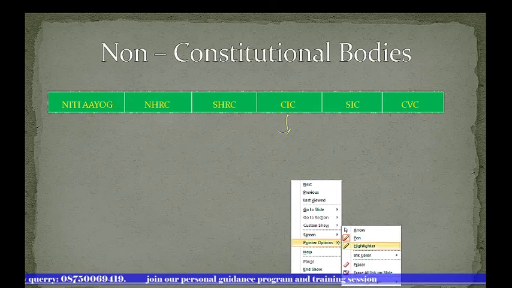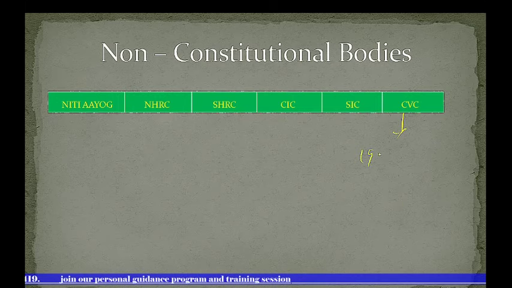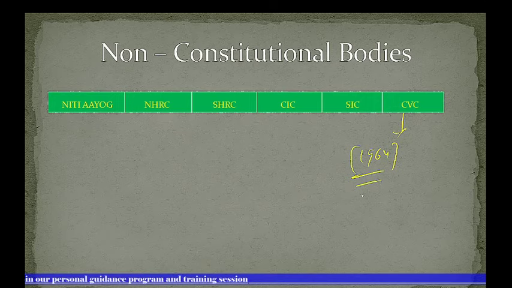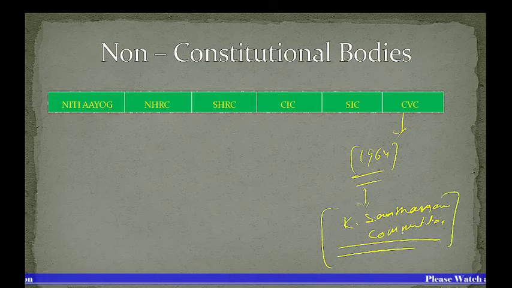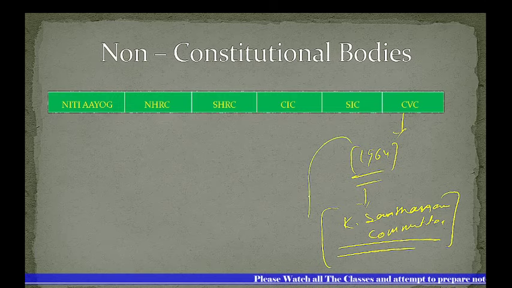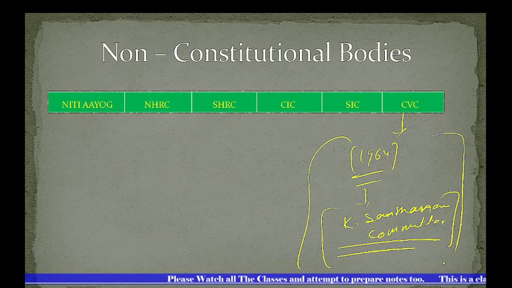So next topic is CVC, Chief Vigilance Commissioner. This post was established in 1964 on the recommendation of the K. Santhanam Committee. K. Santhanam Committee told that for the removing corruption in India, there must be a post of Chief Vigilance Commissioner. And as a result, in 1964, this committee was established, but this was neither statutory nor parliamentary. This was created by the executive actions.